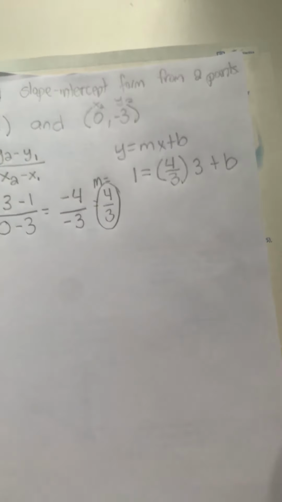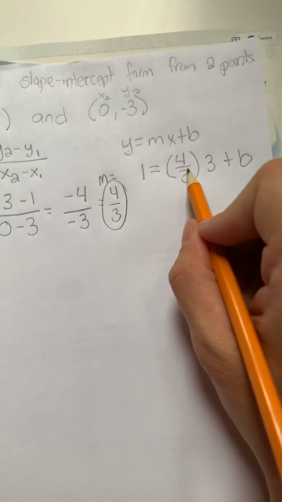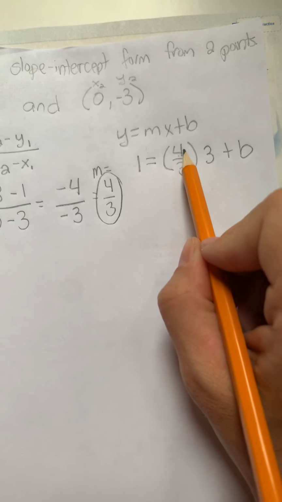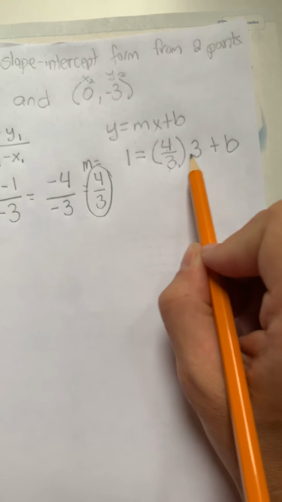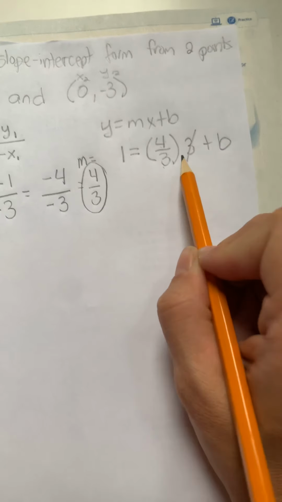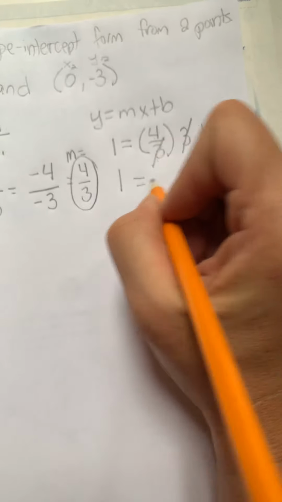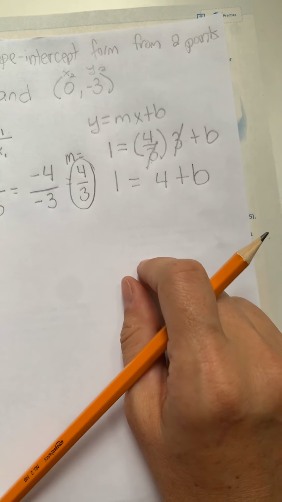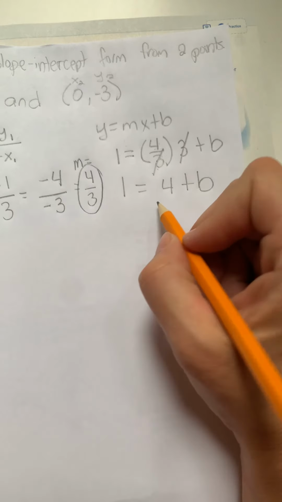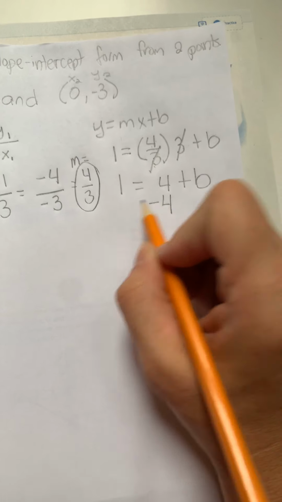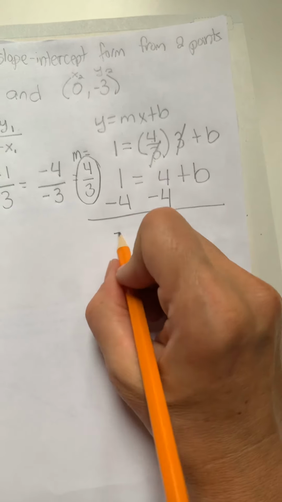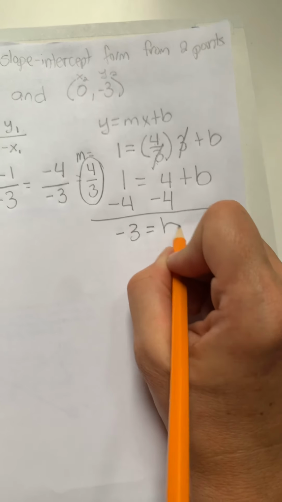Now I can solve for b, and the first thing I need to do is just go ahead and multiply 4/3 times 3. Remember, this is 4 divided by 3 and then times 3. So look, it's just going to cancel out. So I get 1 equals 4 plus b. It's positive 4, so I subtract it. And I get -3 equals b.